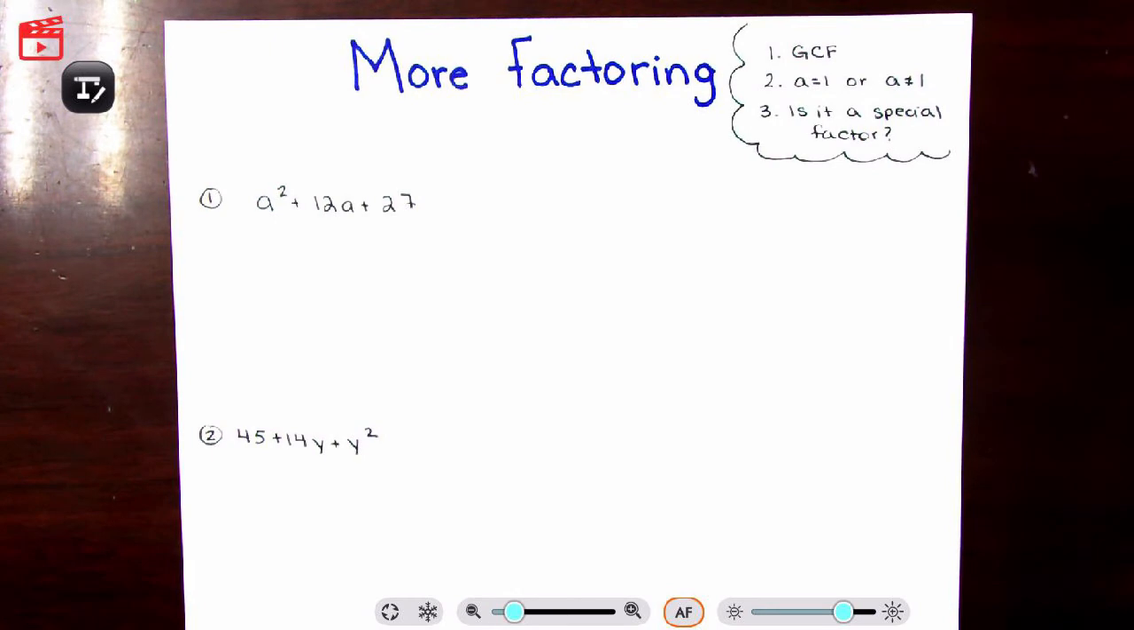As always, if I make a mistake, that is okay. Just let me know where the mistake occurs so that way we all can learn from my mistakes. Let's jump into question number one.